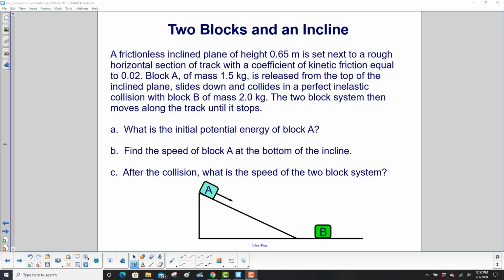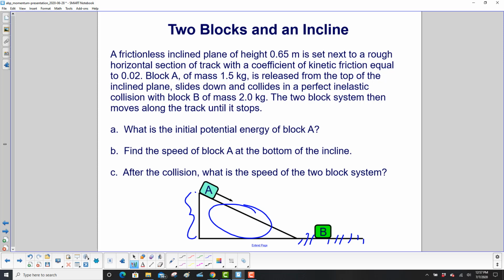Two blocks on an incline. A frictionless inclined plane, no friction there, height 0.65 meters, is set next to a rough horizontal section of the track. So down here we have friction. That's what rough means. They tell you it has a coefficient of kinetic friction equal to 0.02.